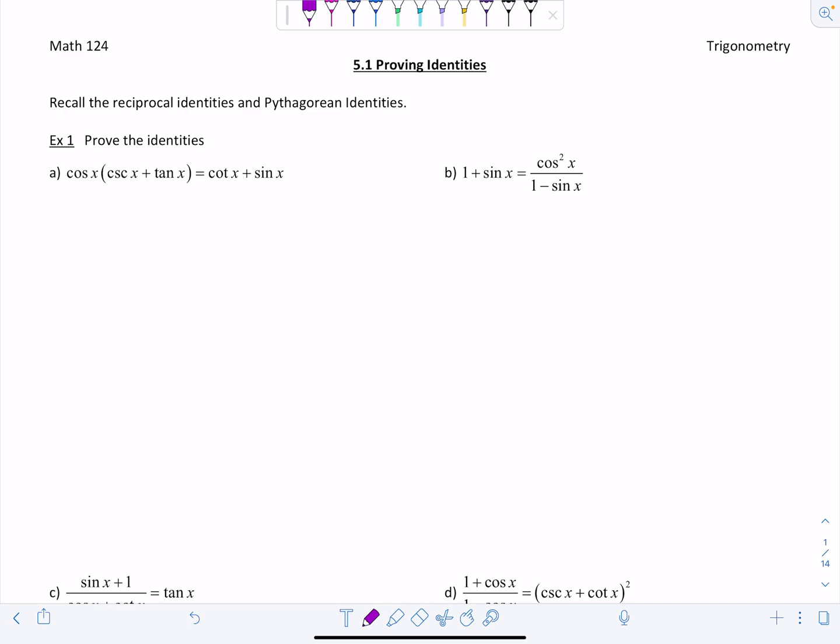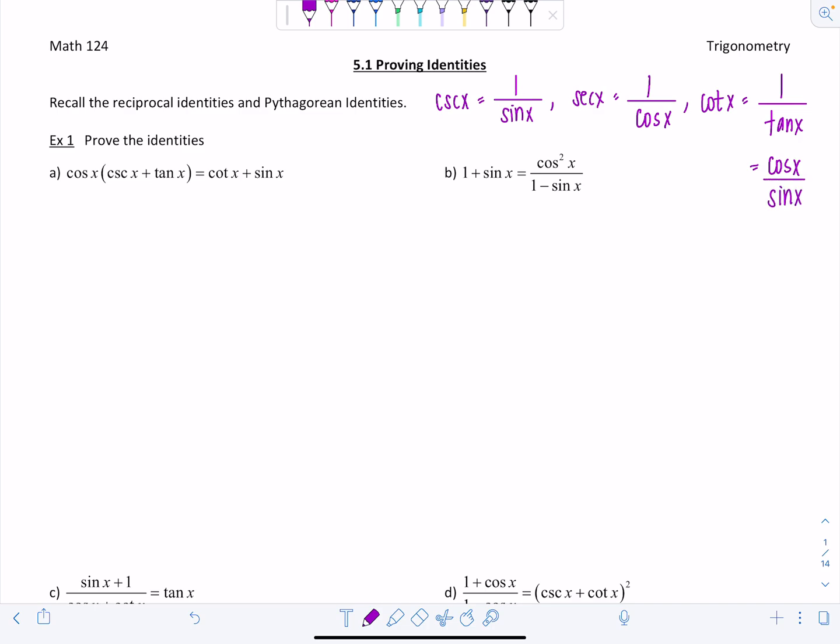To get started, we're going to do just some basic identities, proving them, and we're going to need to make use of the reciprocal identities and our Pythagorean identities. So just to remind you, the reciprocal identities that we have are cosecant of x, that's equal to 1 over sine x. This should be super familiar by now. Secant of x is equal to 1 over cosine of x. And then cotangent of x is equal to 1 over tangent of x. Alternatively, you could think of that as cosine of x over sine of x as well.